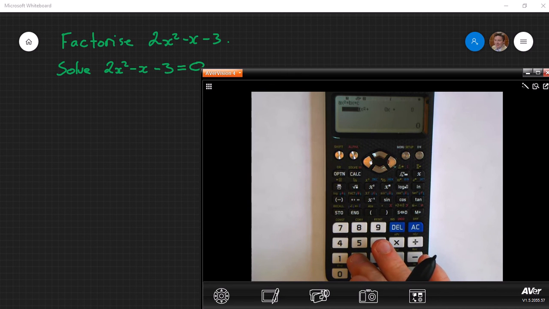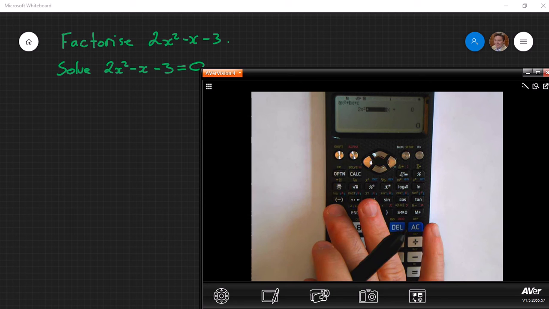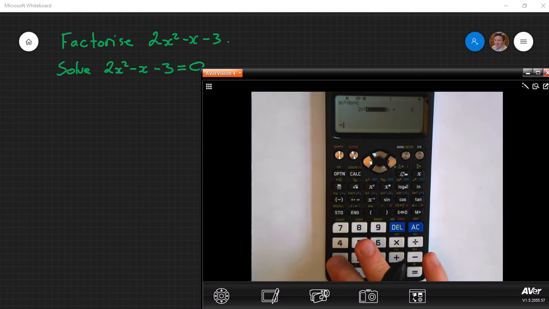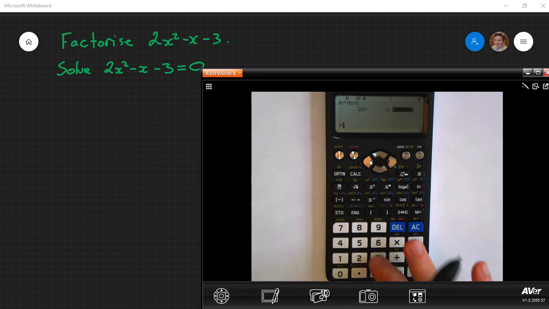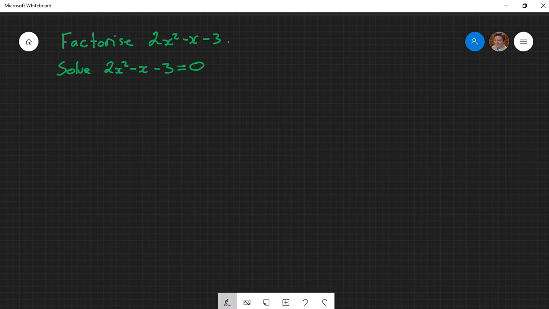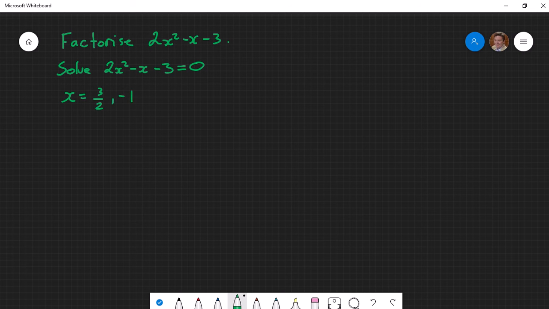So we can now put in our coefficients. The coefficient of x squared is 2, then negative, so let's use the negative key, negative 1, and the constant is negative 3. Okay, so that's all the coefficients. Press equals again for the solutions. We've got 3 over 2 and minus 1. So x equals 3 over 2 and minus 1.